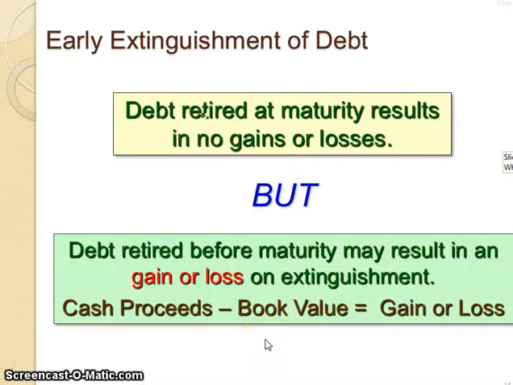Okay, what if you pay off debt early as a company? Well, if you retire the debt at maturity, you're fine. No gains and losses. It is how it's been. Nothing changes. But let's say you do it early. You might have a gain or a loss on the extinguishment of the debt. So cash proceeds minus the book value gives you the gain or loss.